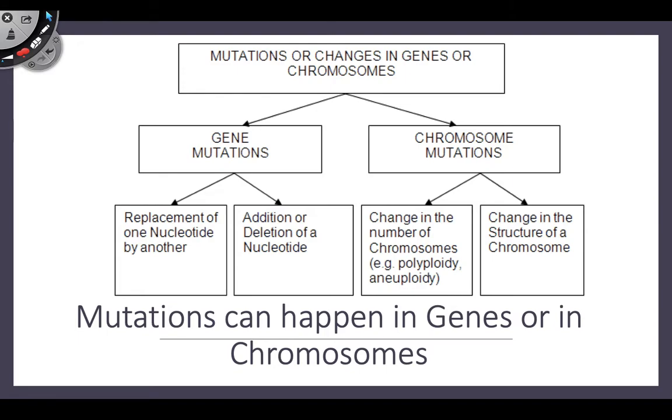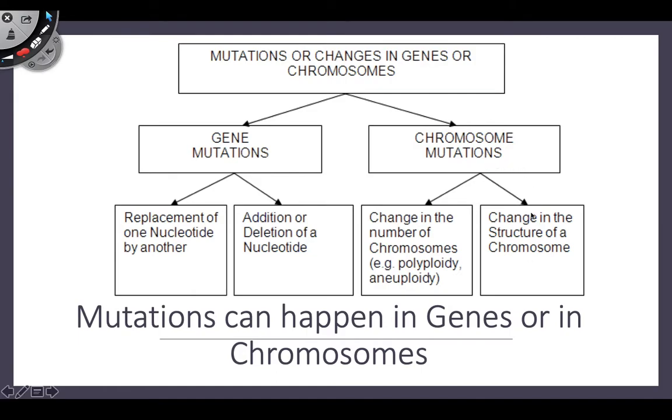So mutations can happen in genes, which are specific segments of DNA, or mutations can happen in the whole chromosome. So let's look at gene mutations. Gene mutations means that you have a replacement of one nucleotide by another. You either add or delete a nucleotide. You can have chromosome mutations, and that means that you have a change in the number of chromosomes. Polyploidy means that you have extra chromosomes, and aneuploidy means that you are missing a chromosome. Let's remember that humans, Homo sapiens, we have 46 chromosomes.